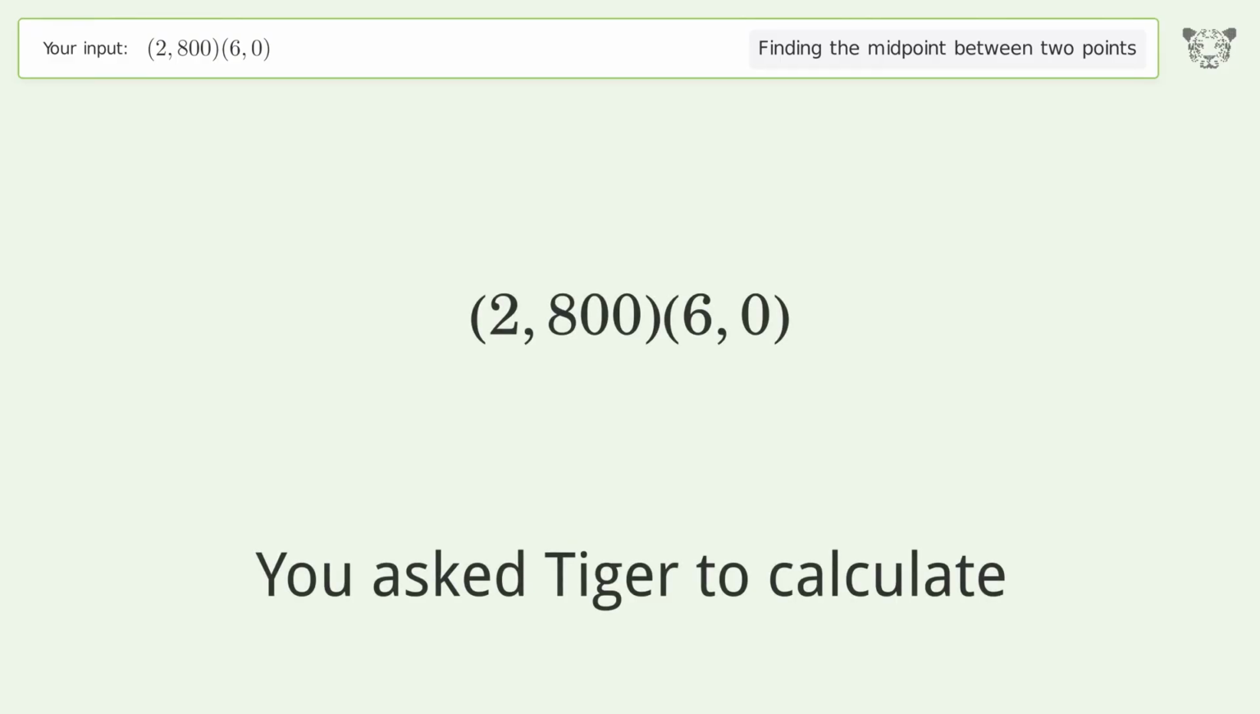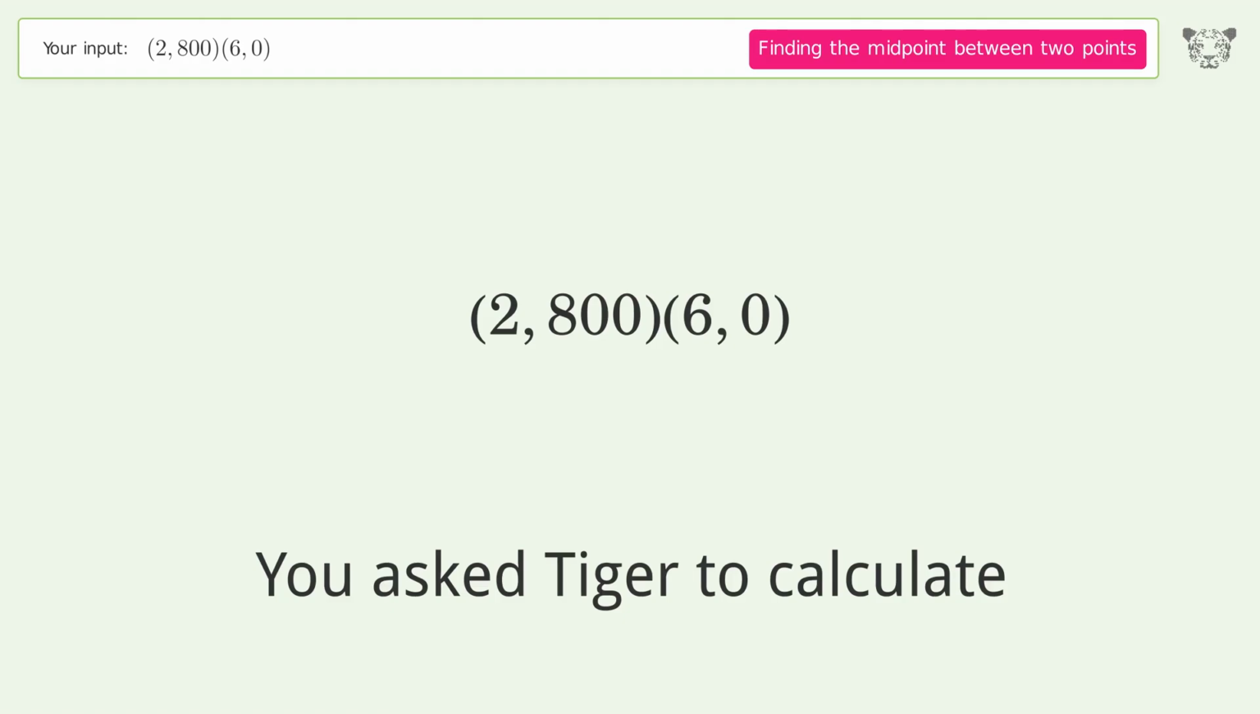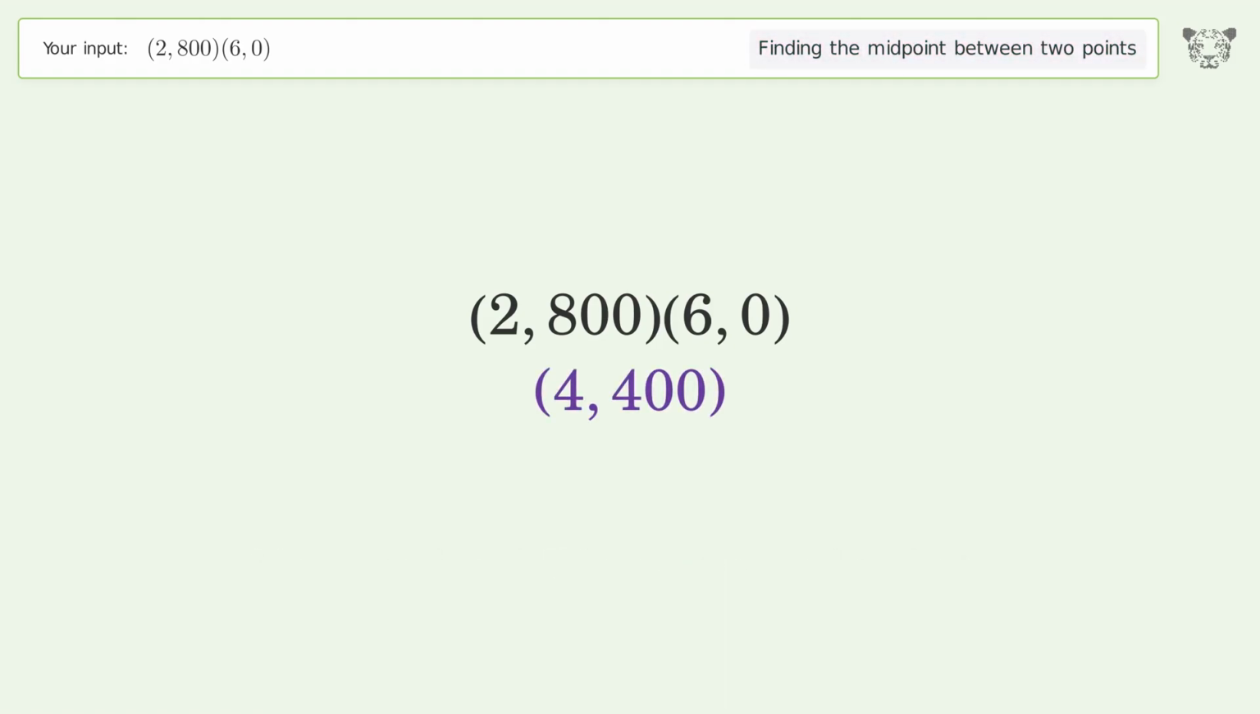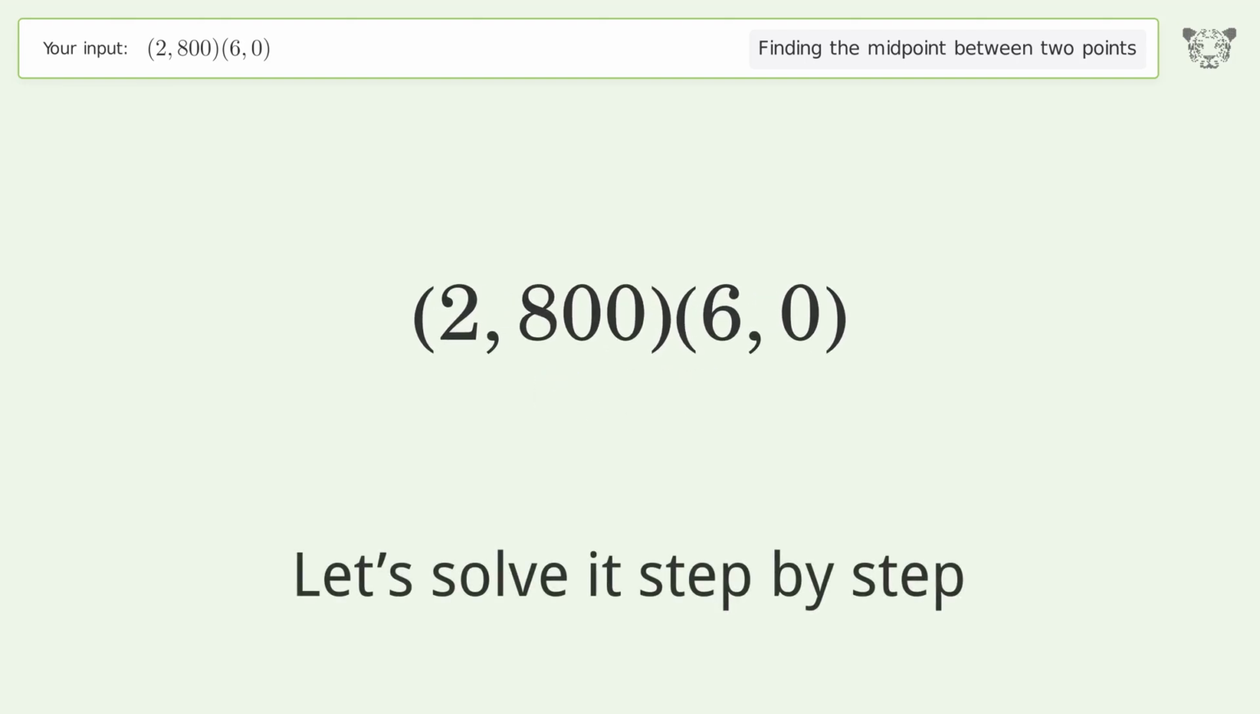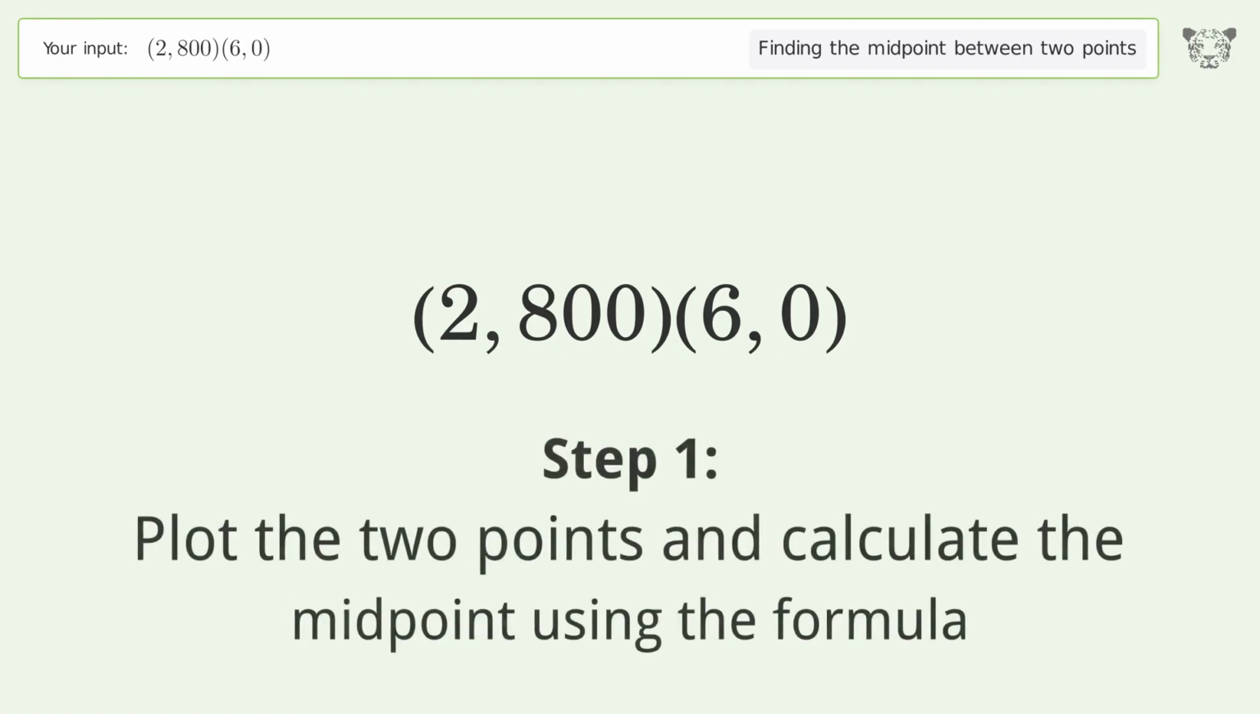You ask Tiger to calculate. This deals with finding the midpoint between 2 points. The midpoint between the 2 points is 4,400. Let's solve it step by step. Plot the 2 points and calculate the midpoint using the formula.